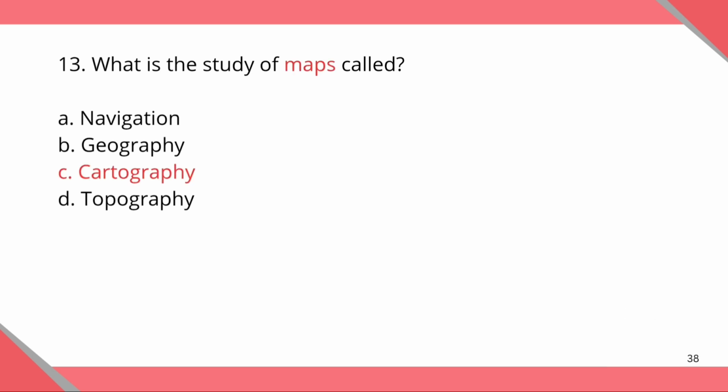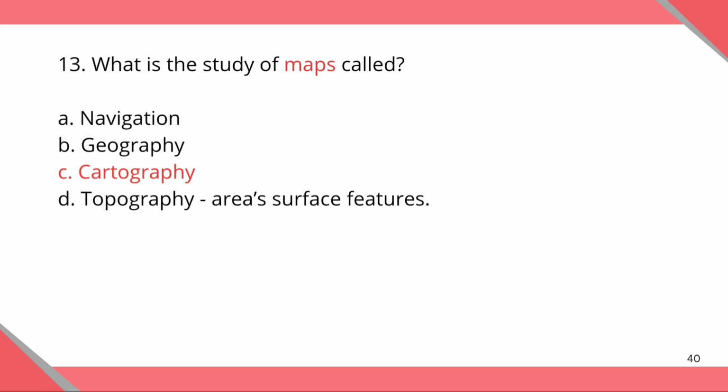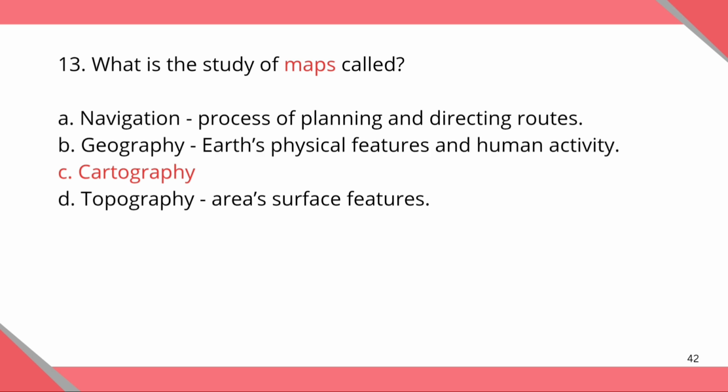The correct answer is letter C. Cartography is the science and art of making maps. It involves designing, creating, and studying maps. While topography is the detailed description of an area's surface features, navigation is the process of planning and directing routes, and geography is the study of the Earth's physical features and human activity.